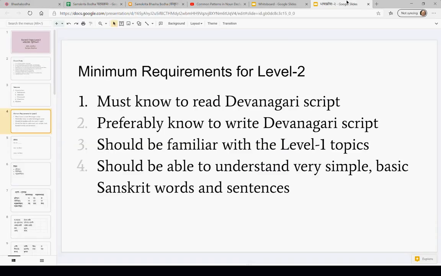And additionally, I'll be using this slide set, along with Bhasha Pravesha, the Dvitiya Bhaga. We'll follow that. If you do not have that book, that's fine. I'll try to put as many topics as possible on the slides, the study material on the slides. Additionally, depending on what we are studying, there could be other reference books, from the very old books or free books, which we could use. I'll provide the links to those books as we progress through the topics of level 2.